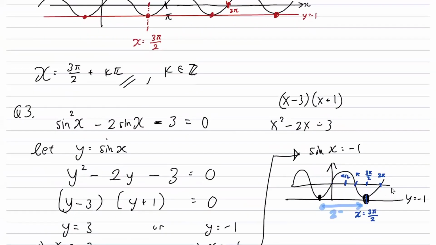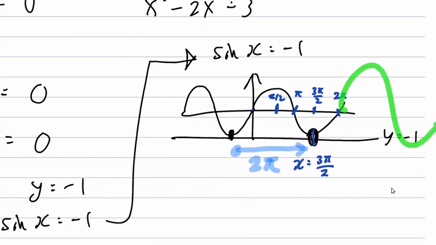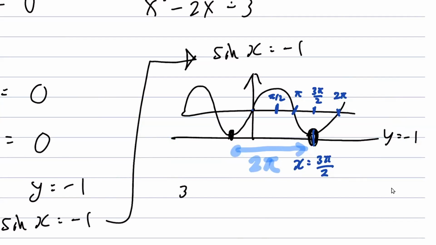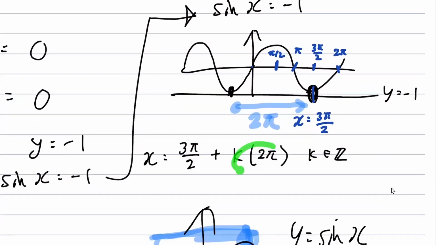So of course you can just keep drawing many graphs, and then you just realize it's multiples of 2 pi, to the left and to the right. So in general, x equals 3 pi by 2 plus k times 2 pi, where k is an element of integers. Always put down a plus, because k, an element of integers, can be negative numbers as well. So you just put plus, it's okay already.